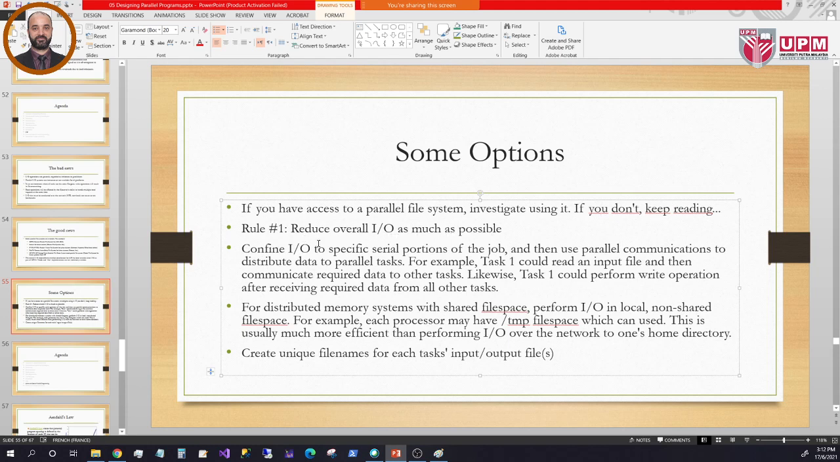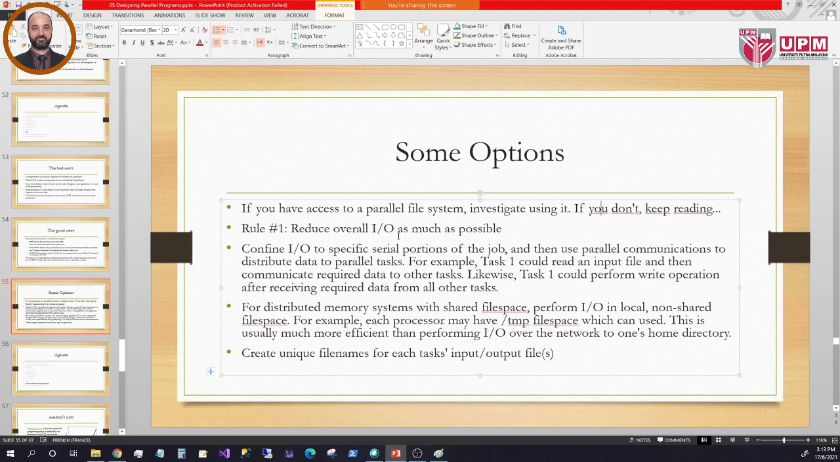So rule number one, reduce overall I/O as much as possible. Especially for real-time programs, we had better reduce dealing with I/O as much as we can. For example, if we want to save an array, better don't save it into the hard disk, just put it in the memory, because the memory is about 100 times faster than the hard disk. So your decision when you write your program is very important.